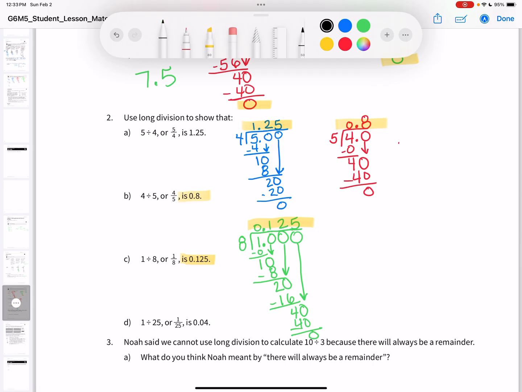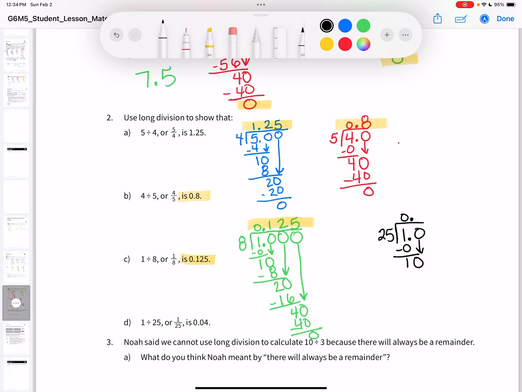All right, let's look at our last one. It says 1 divided by 25, or 1/25, is 4 hundredths. All right, here we go. So 1 divided by 25. 25 goes into 1 0 times. So 0 times 25 is 0. So then we bring down our 1, and we add our decimal 0 and our decimal to our answer.